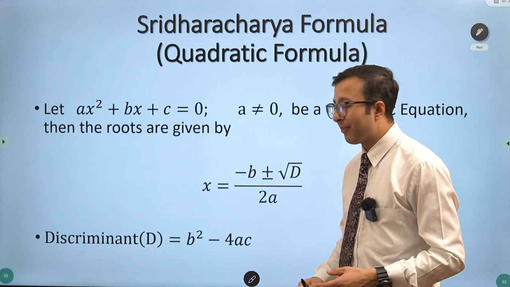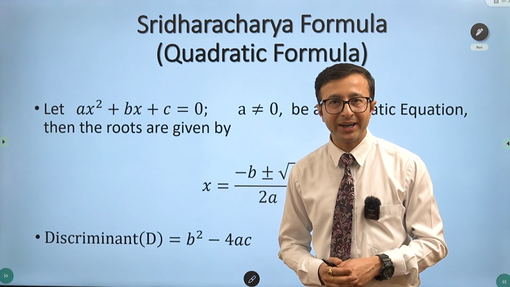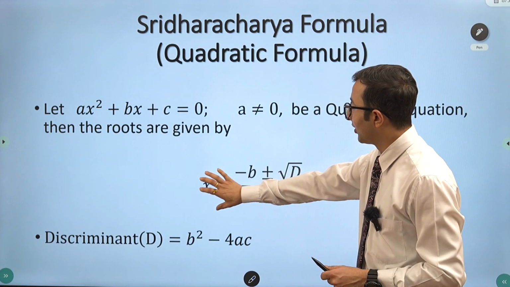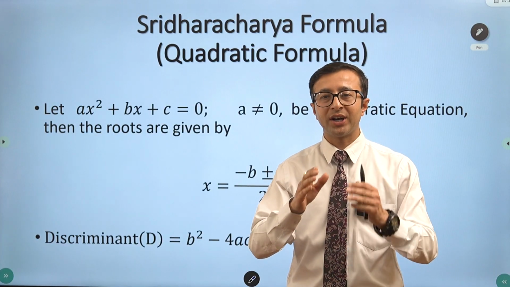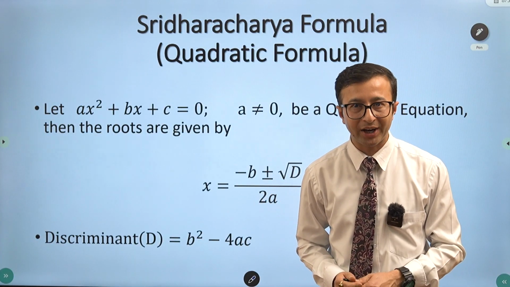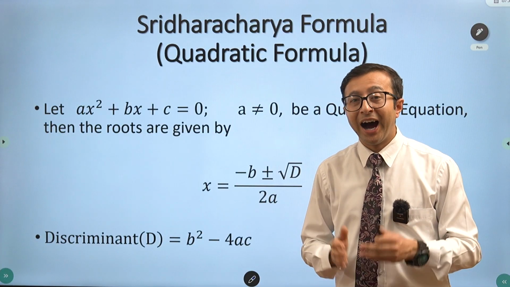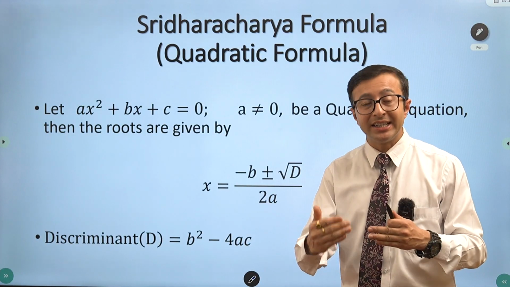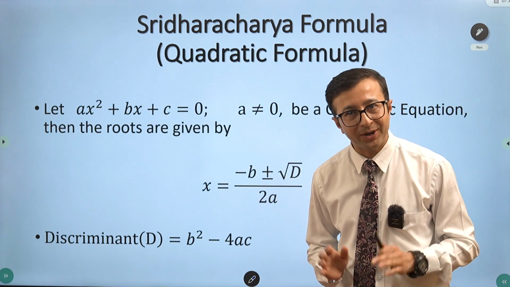Why is b square minus 4ac known as the discriminant? Because the nature of the roots of a quadratic equation is totally dependent upon this value, b square minus 4ac. Now how does the value of d decide the nature of the roots of a quadratic equation?